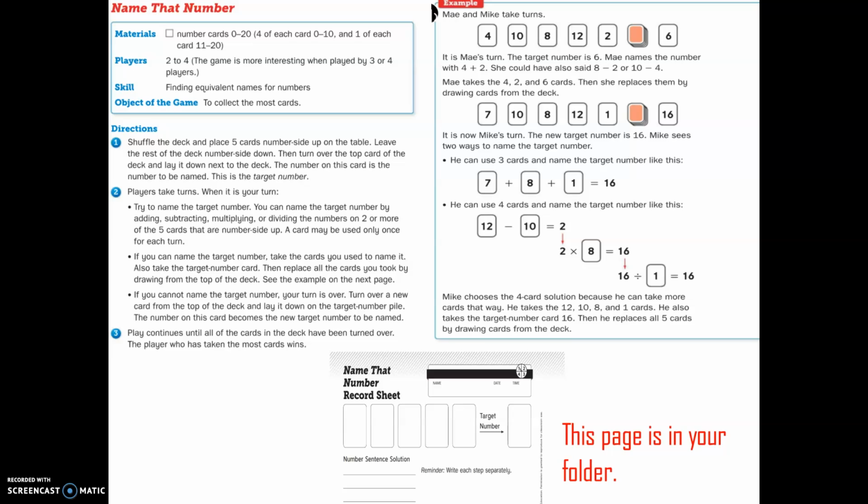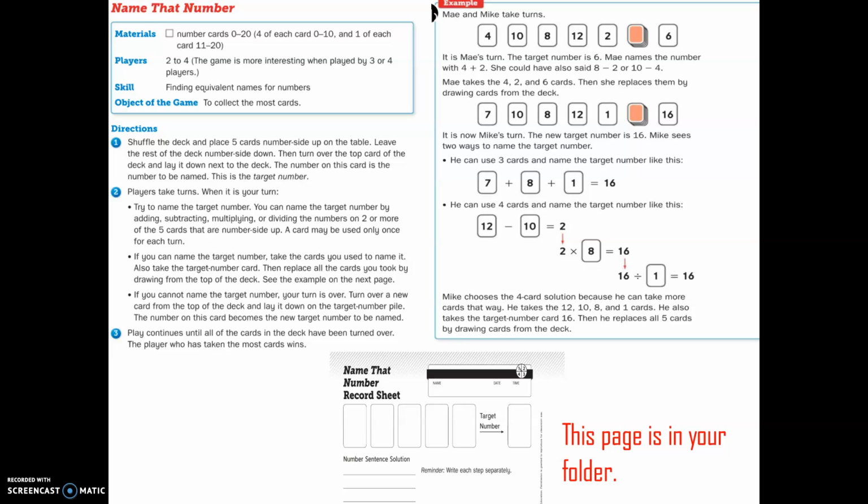So read through the directions for this game. There's 2 sides for the directions. It's called Name That Number, by the way. There is a recording sheet in your folder, and play the game until all of the cards in the deck have been turned over. And then the player who has taken the most cards in the end wins. And in order to get the cards, you have to follow the directions.